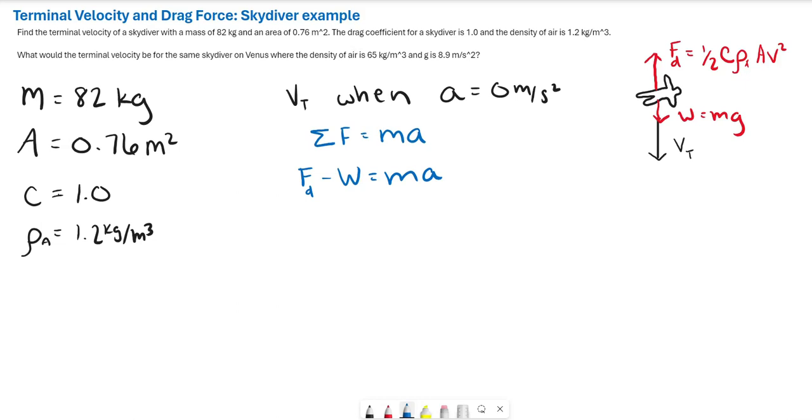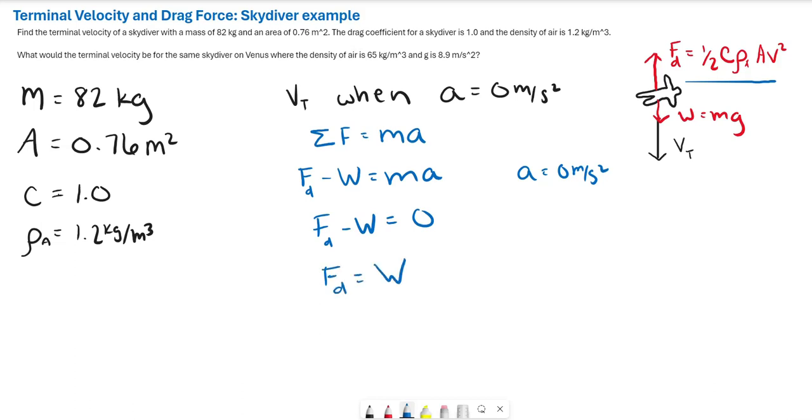Now, what happens is the drag force is increasing as the velocity is increasing. As we can see from this equation for the drag force, as velocity increases, the drag force increases, and it increases up until a certain point, and that's when the drag force and the weight are equal. And that's when the acceleration is equal to 0 meters per second squared. And that gives us drag force minus the weight equals 0. And of course, we can just move the weight to the other side. And the drag force is now equal to the weight.